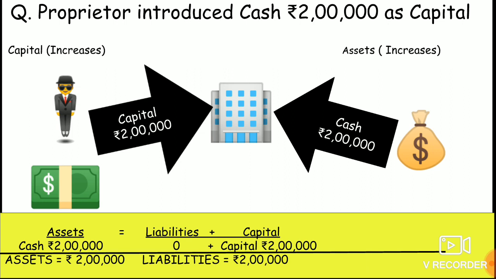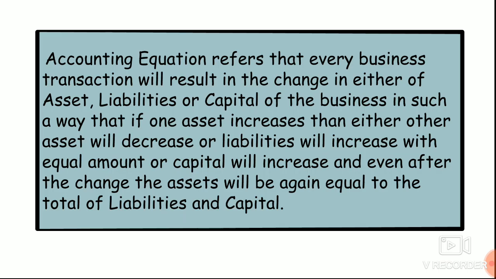So we can say the accounting equation refers that every business transaction will result in a change in either of the assets, liabilities or capital of the business in such a way that if one asset increases, then either another asset will decrease, or liabilities will increase with an equal amount, or capital will increase, and even after the change, the assets will again be equal to the total of liabilities and capital.